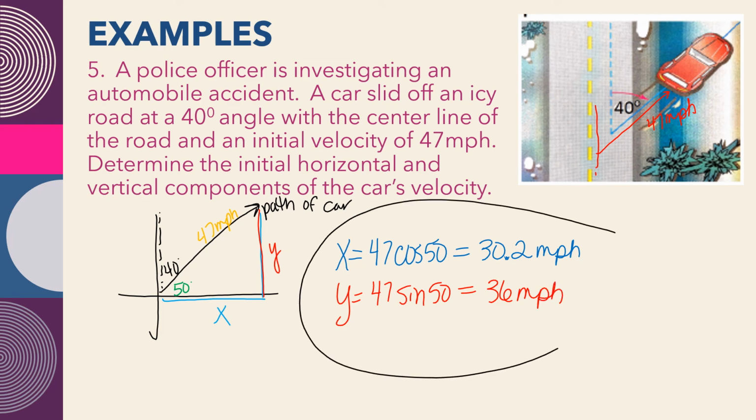So we ended on an easy note. That was pretty easy for us. We appreciate that. So we get 30.2 miles an hour horizontally, 36 miles an hour vertically. And those would be your components if you were to write it in component form.